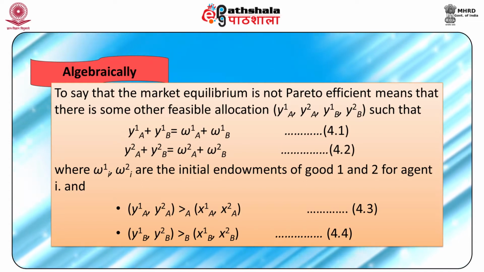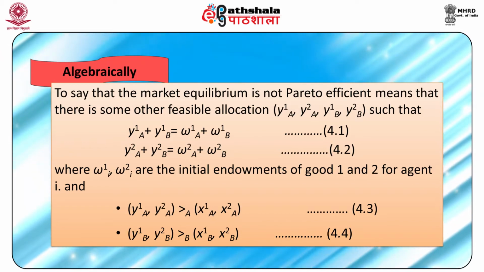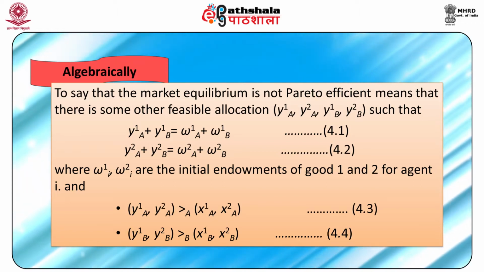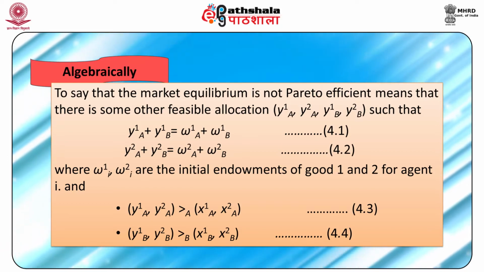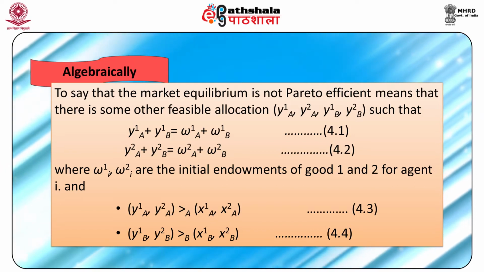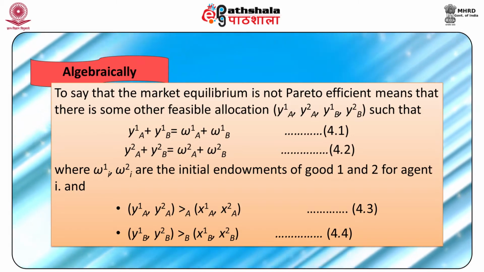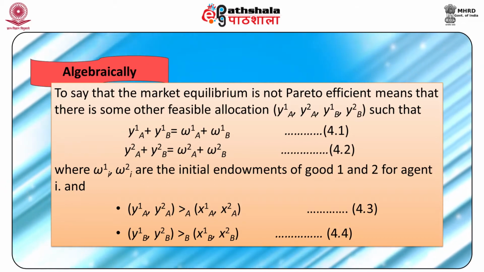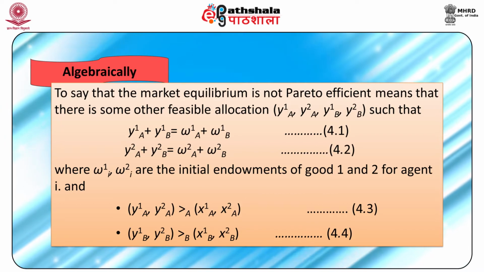To say that the market equilibrium is not Pareto efficient means that there is some feasible allocation y1a, y2a, y1b, y2b such that y1a plus y1b is equal to omega 1a plus omega 1b, and y2a plus y2b is equal to omega 2a plus omega 2b, where omega 1i, omega 2i are the initial endowments of good 1 and 2 for agent i, and y1a, y2a is preferred to x1a and x2a by individual A, and y1b, y2b is preferred to x1b, x2b by individual B.